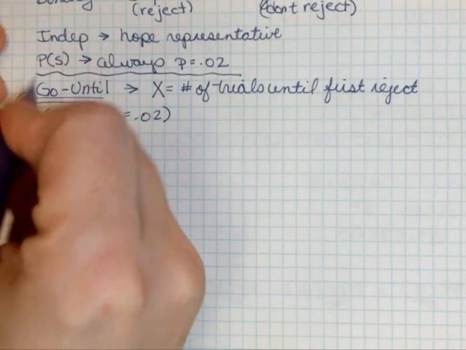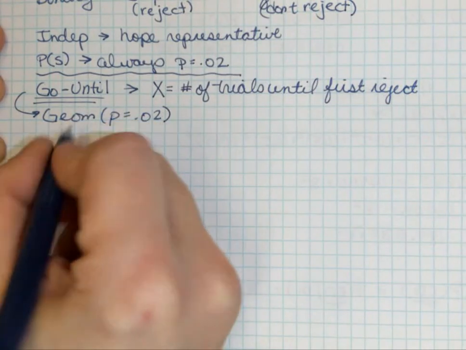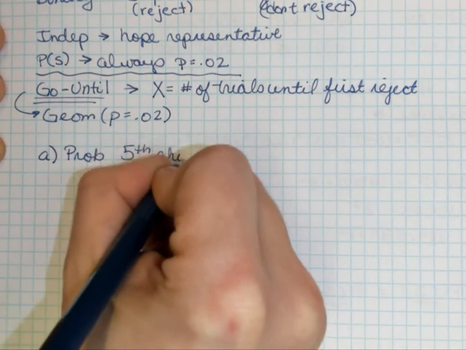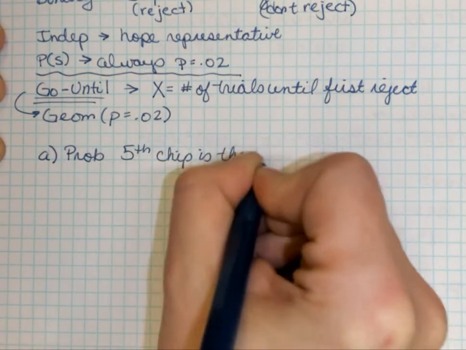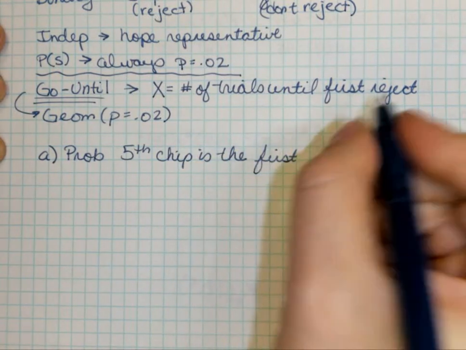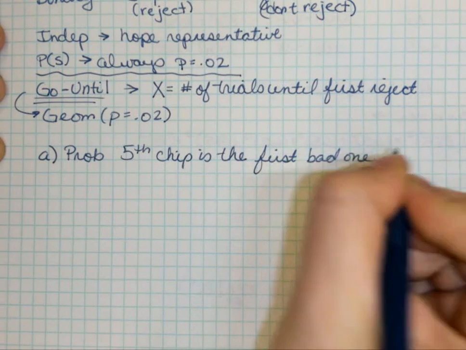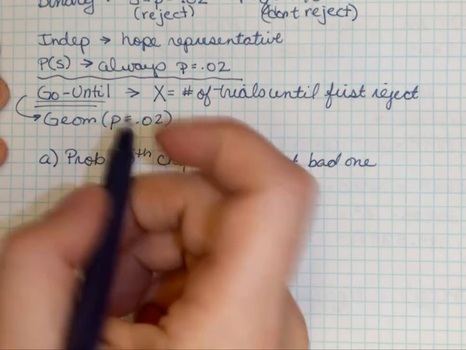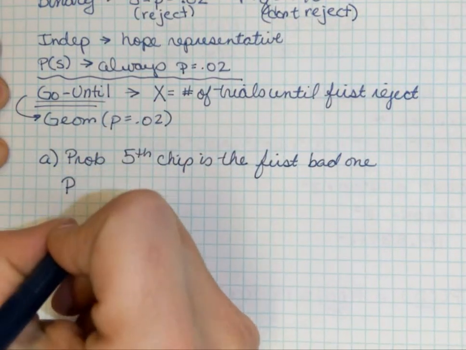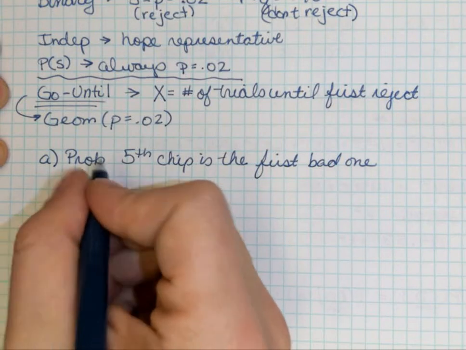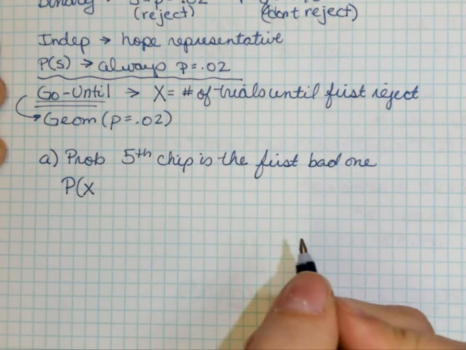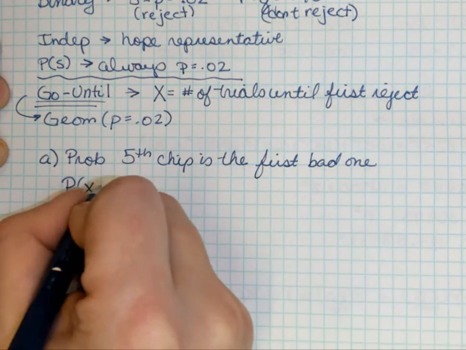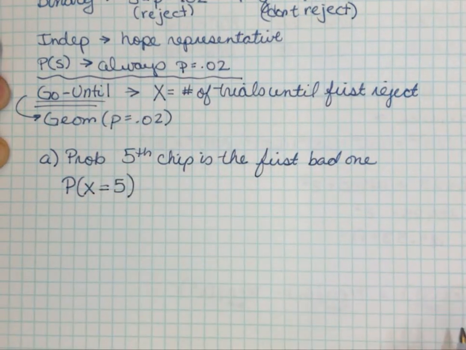Now the first problem said the probability that the fifth chip is the first bad one. Okay, now the way that we write this is we would say the probability. Are we doing a go until problem? So I'm going to use X. Is it one specific number or a range of numbers? One specific number. So I'm going to write equals, and that number is 5.